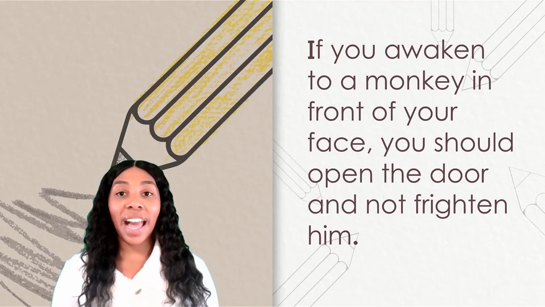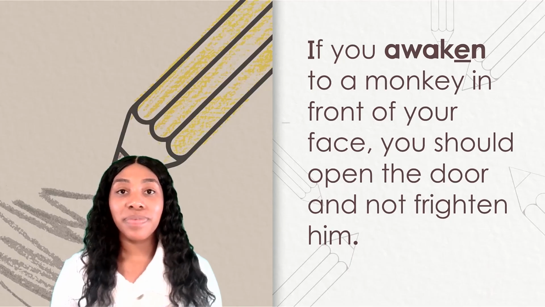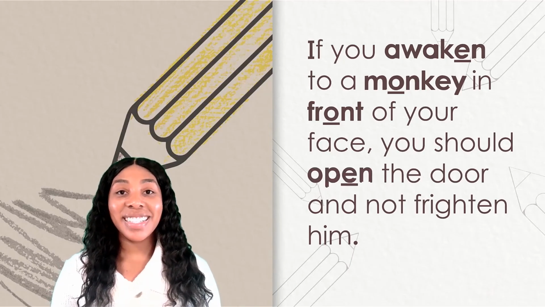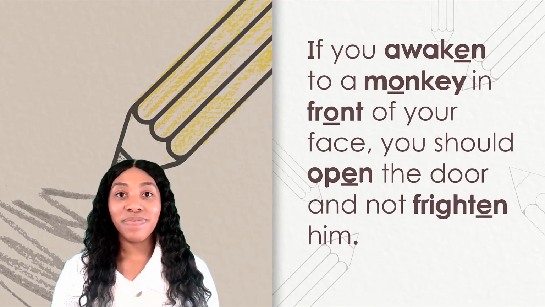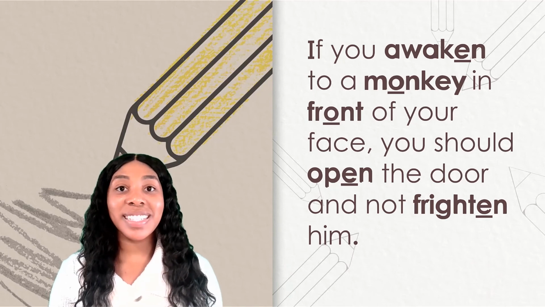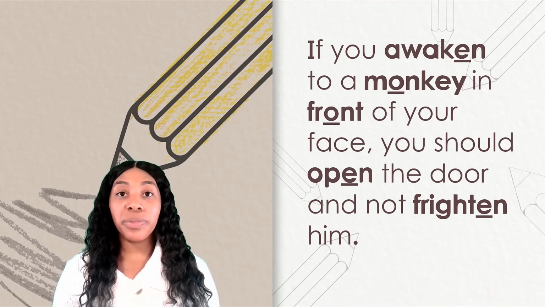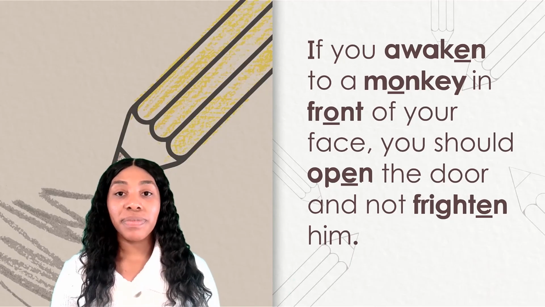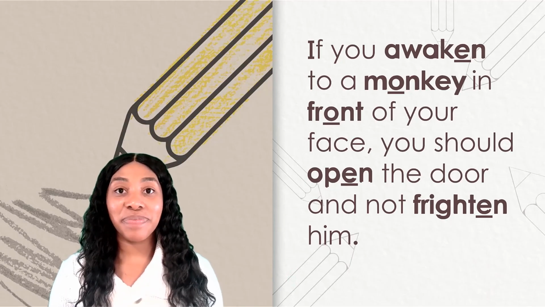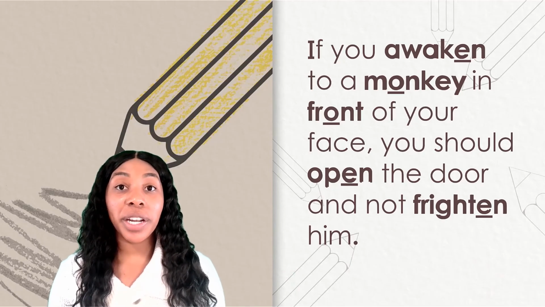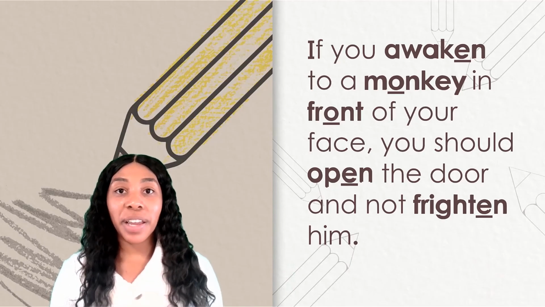Starting from the top, we have awaken, monkey, front, open, and frighten. I want us to reread this sentence together as fluent readers. Here we go. If you awaken to a monkey in front of your face, you should open the door and not frighten him. Great work, readers. Try to share your work with someone else and keep up the great work.